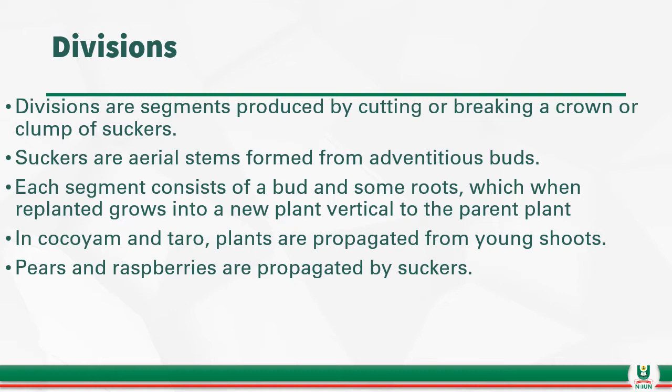And suckers are aerial stems from the adventitious buds, and each segment consists of a bud and some roots, which when replanted grows into a new plant identical to the parent plant. So what they're saying is that the suckers contain buds, and when you plant them, you get exactly what you have in the parent plant. So in cocoyam and taro, plants are propagated from young shoots, while in pears, raspberries, and also pineapples, such plants are propagated by suckers.